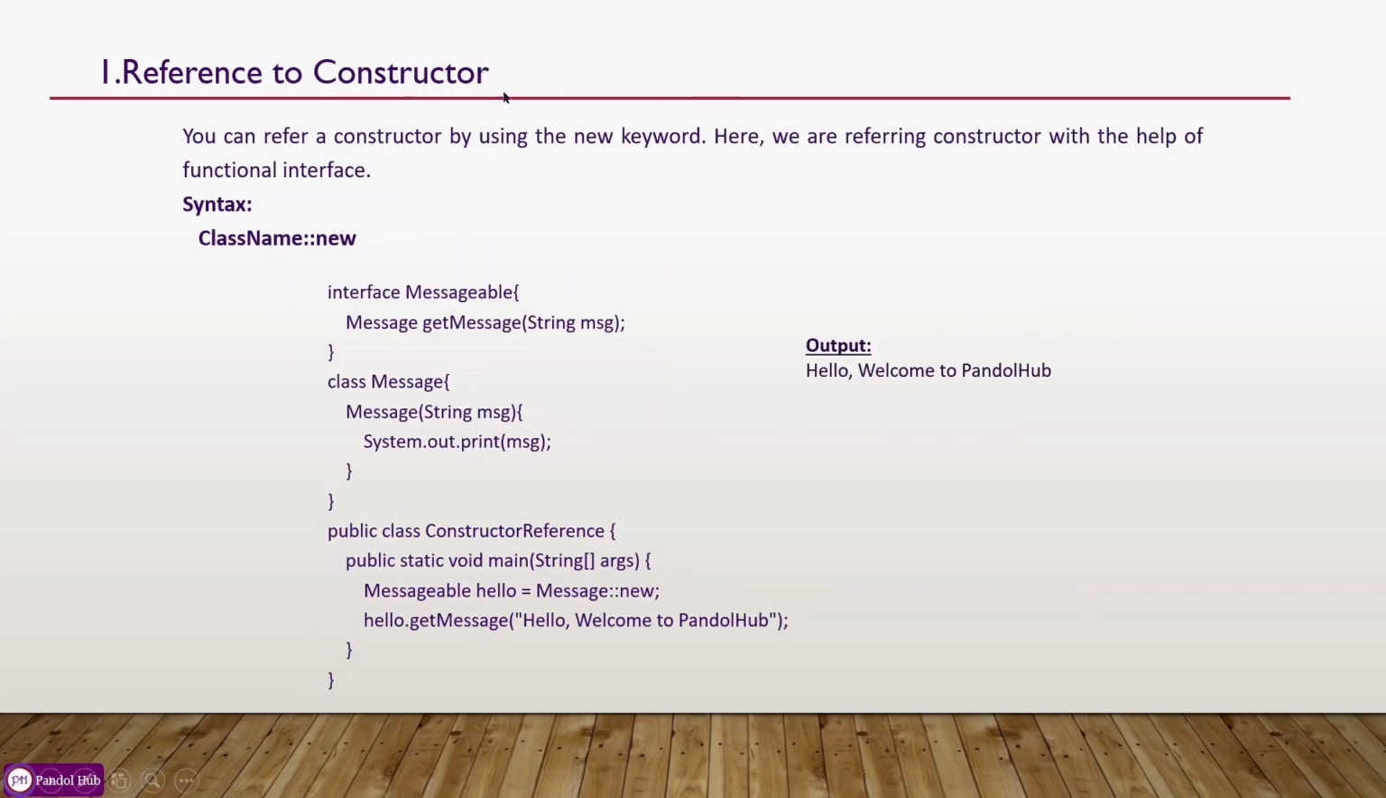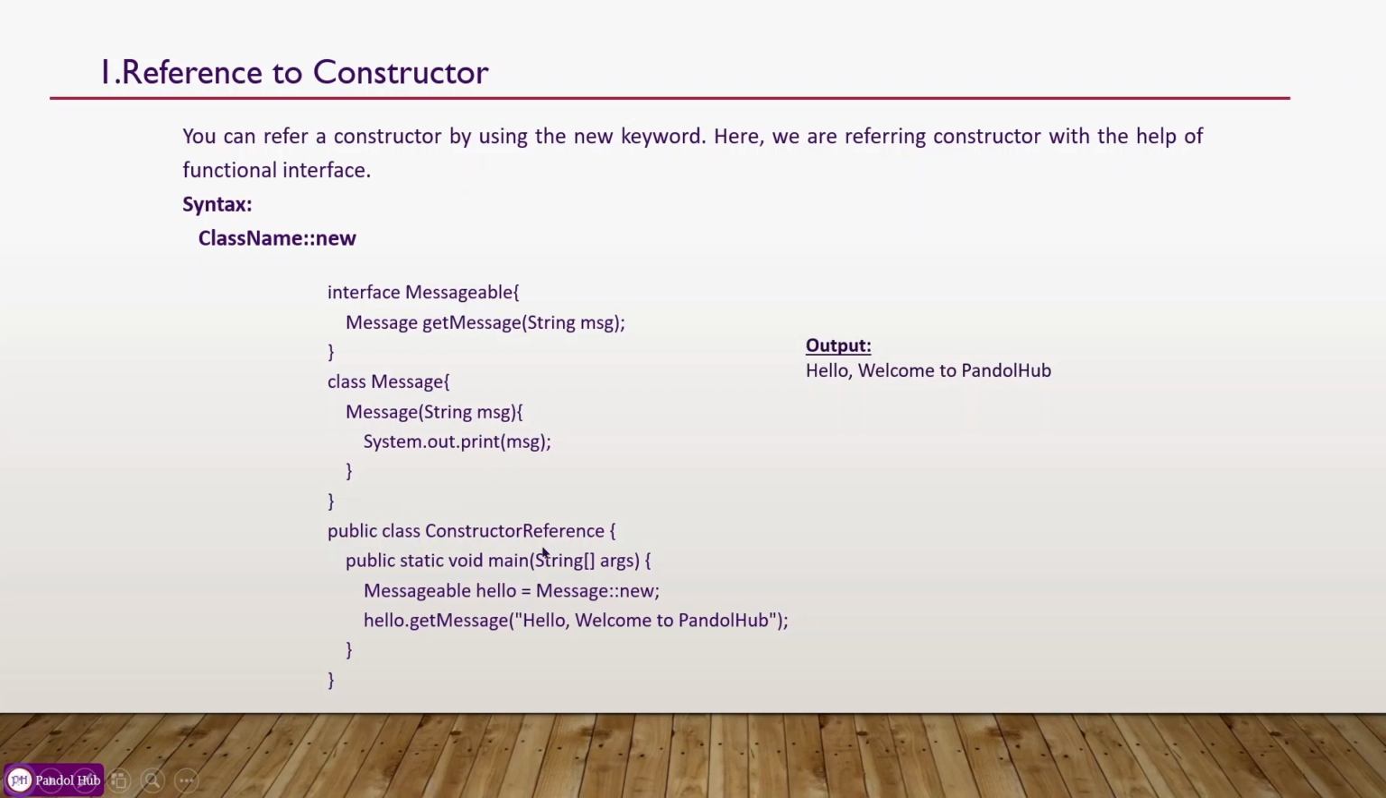So now reference to a constructor, it is like the class name colon colon followed by the new. The way we call the constructor is using the new class name followed by the parenthesis. So instead we are just using the class name colon colon followed by the new keyword. So here we have the interface, and we have an abstract method inside it, and you have a class called Message, which has a constructor which takes an argument called string message, and it's going to print it.